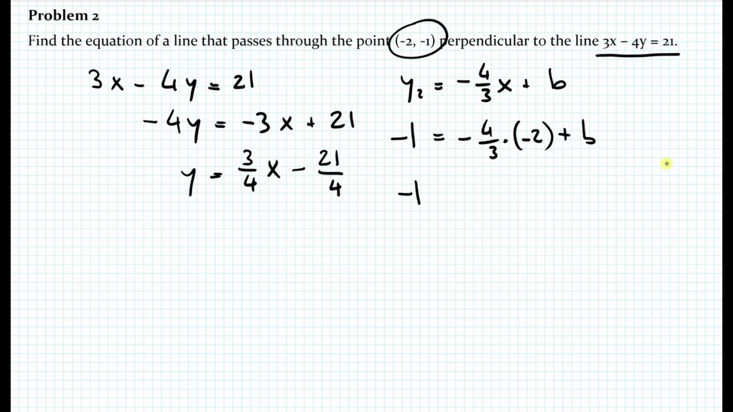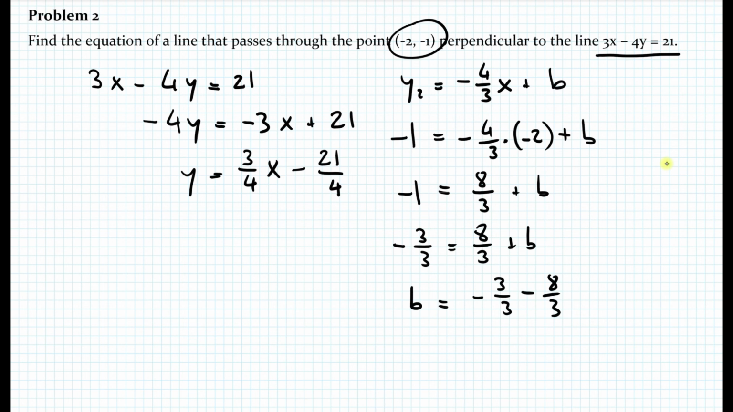So now we're going to multiply this out. So we're going to end up with 8/3 and then plus b. So let's convert the negative 1 to thirds. So there will be negative 3/3 equals 8/3 plus b. That means that the b value is going to be negative 3/3 minus 8/3, okay? So what do we get here? So we get a b value which is equal to negative 11/3, okay? So that means that the equation of the line perpendicular to the original equation given is equal to negative 4/3 x and then minus 11/3, okay?